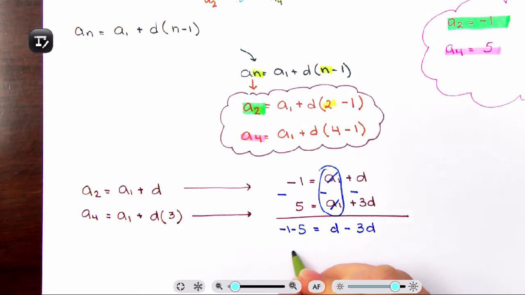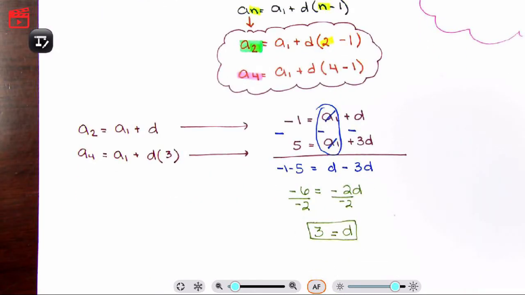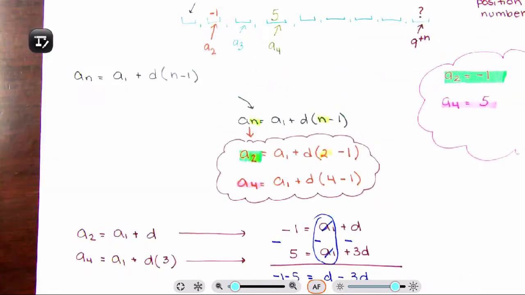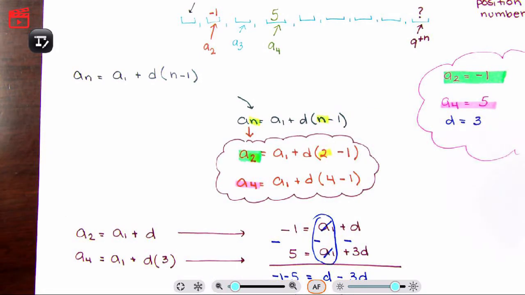Negative 1 minus 5, that's negative 6. D minus 3d, that's negative 2. So I'm going to divide by negative 2 both sides here. And so d is equal to positive 3. So my common difference is a positive 3. We're doing a little bit of a happy dance right now. We know one more thing. We know the second term, we know the fourth term, and now we know what the common difference is. I'm actually going to back up here in my bubble and just write that my common difference is 3. That's kind of going to be my what we already know bubble.